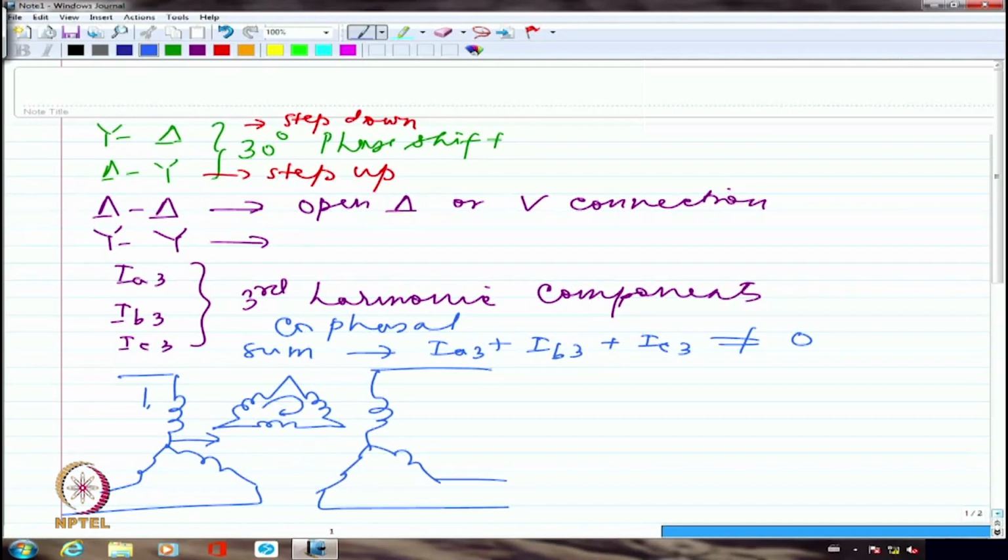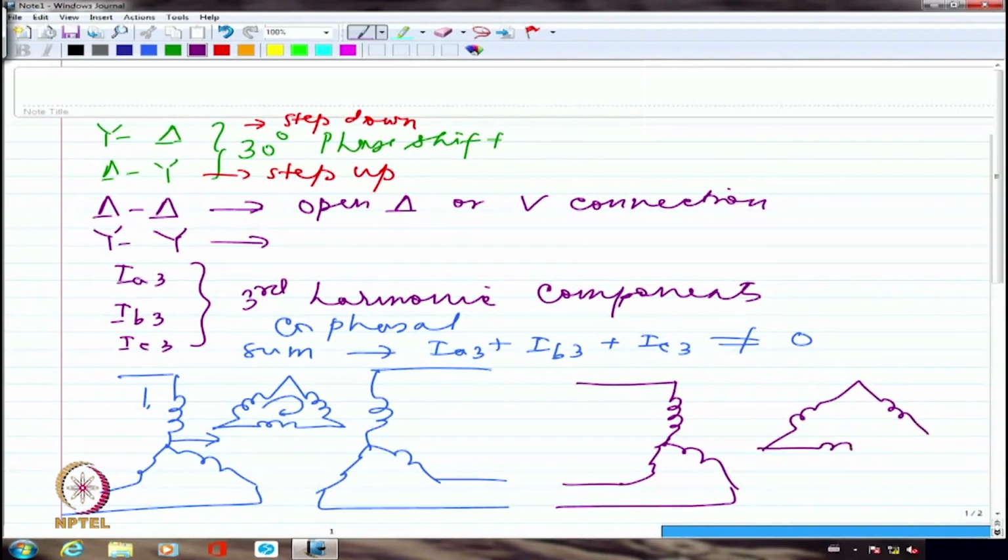Y delta will not have the same problem because of the fact that the delta, whether I connect the load or not, the delta winding is right here. Let me just show the Y delta transformer. I am going to have the Y connection like this on the primary. Delta is in the secondary. I am going to connect the load here.